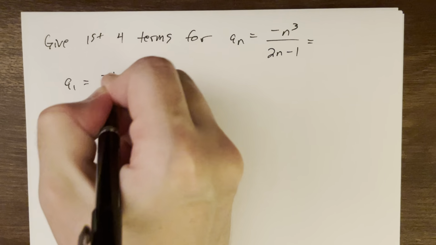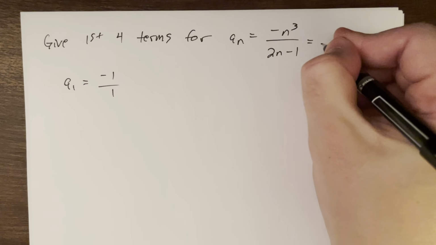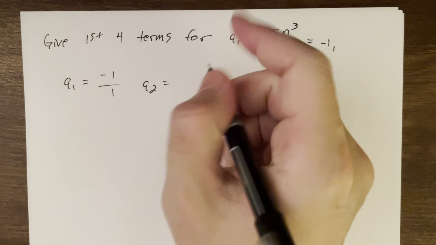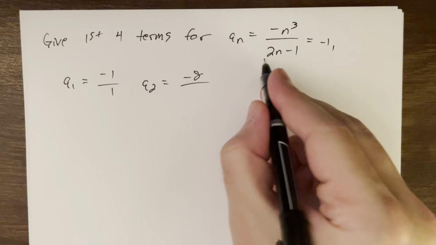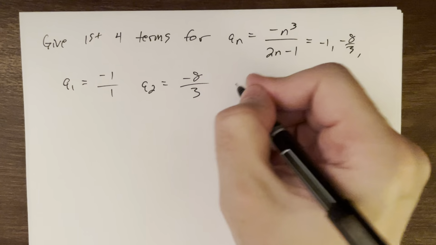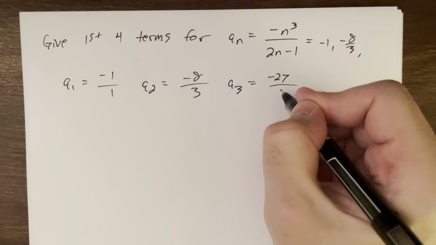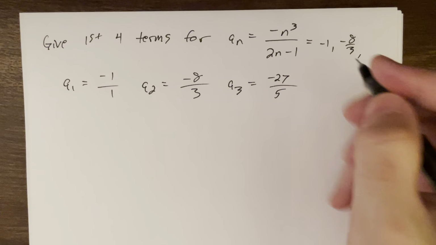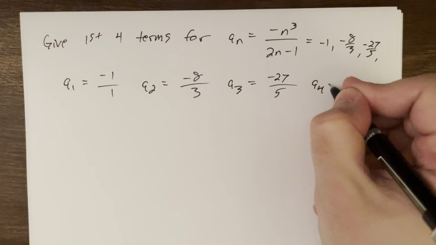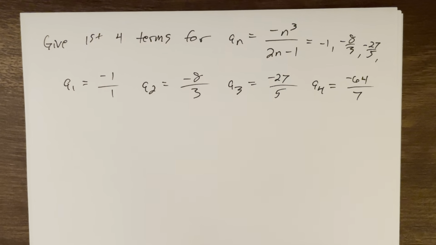A sub 1: negative 1 cubed is negative 1, and 2n, 2 times 1 minus 1 is 1, so negative 1. A sub 2, negative 2 cubed, negative 8. 2 times 2 minus 1, we get negative 8 thirds. A sub 3, negative 27 over 5. And one more, a sub 4, negative 64 over 7.